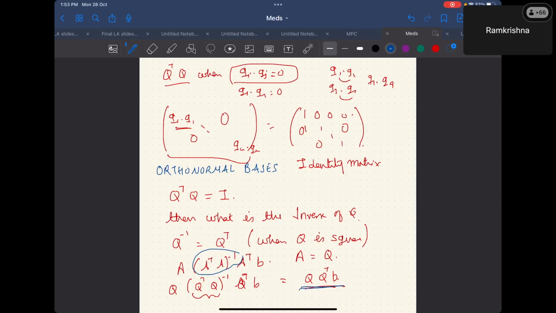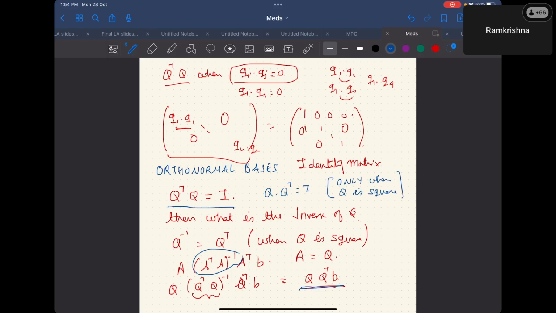In this case, Q times Q transpose again becomes I, right? No. Q transpose Q is I, but Q Q transpose is I only when Q is a square matrix. So I'll have to be careful of that. If Q is square, then we also look at the special case. What happens when Q is actually square?